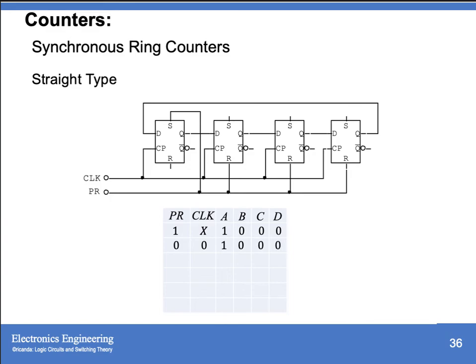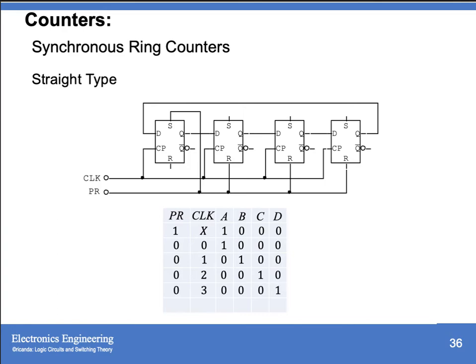If preset is 0 and clear is 0, there is no change. If preset is 0 and clock is 0, there is no change in your counter. Then if clock equals 1, your A will go to B, B to C, C to D, and D back to A. Then in your second clock pulse, we have A to B, B to C, C to D, then D to A.